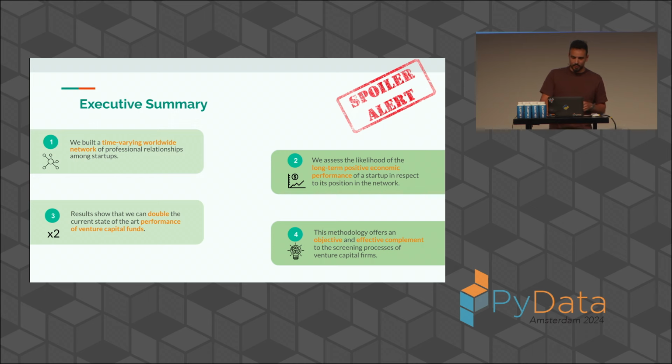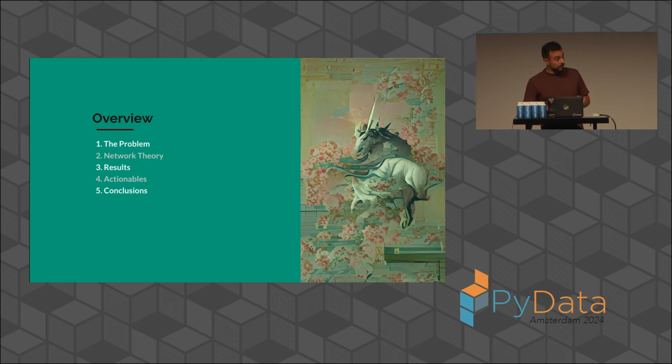So, if you're still with me, this is the roadmap of today's talk. I'll start by outlining the problem that we try to solve, introduce the hypothesis behind startup success, what we came up with, and then give you an introduction to the network-based methodology, show some results, provide some practical deliverables, and then finally wrap up with some conclusions.